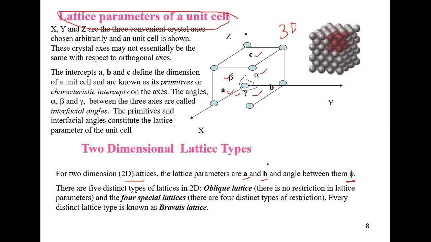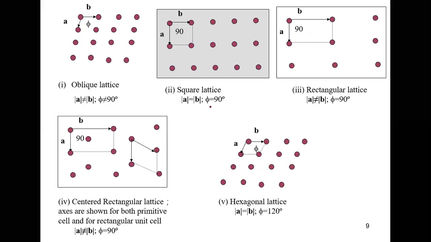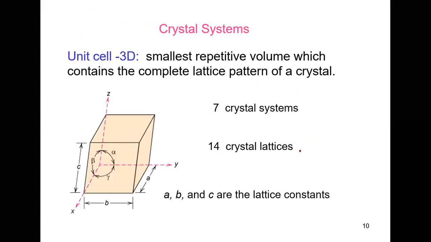And there are 5 types of space lattices that we have studied. These are oblique lattice, square lattice, rectangular lattice, centered rectangular lattice, and then hexagonal lattice. Okay, so today we are going to study the crystal systems.